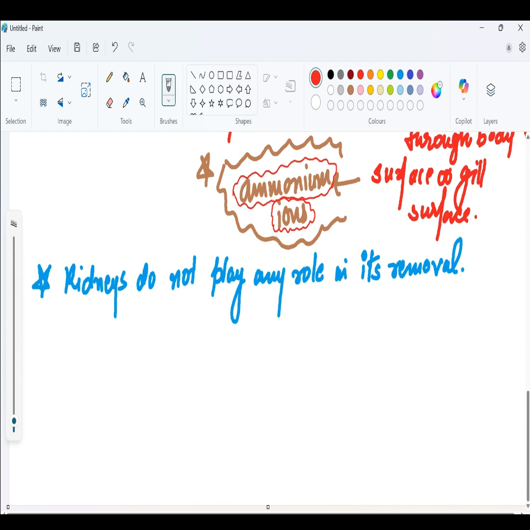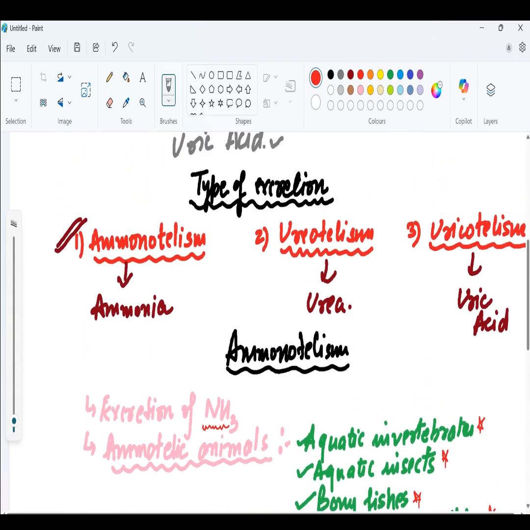And the next very important thing, which I think students also don't have information about, is that kidneys do not play any role in its removal. Okay, kidneys do not play any role in its removal. So that is what we learned in ammonotelism.